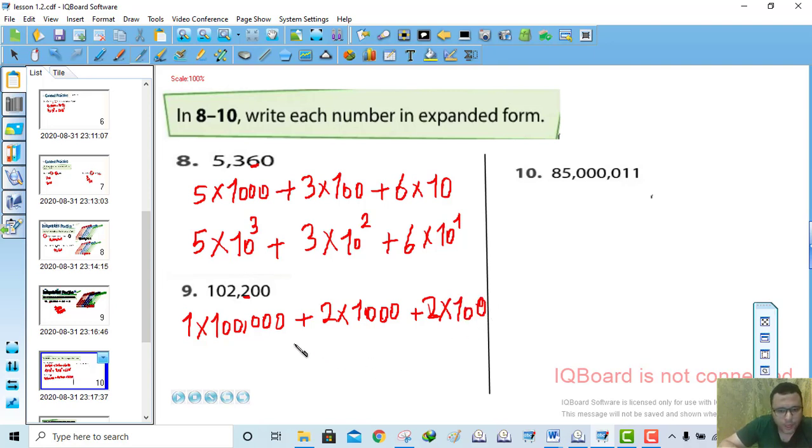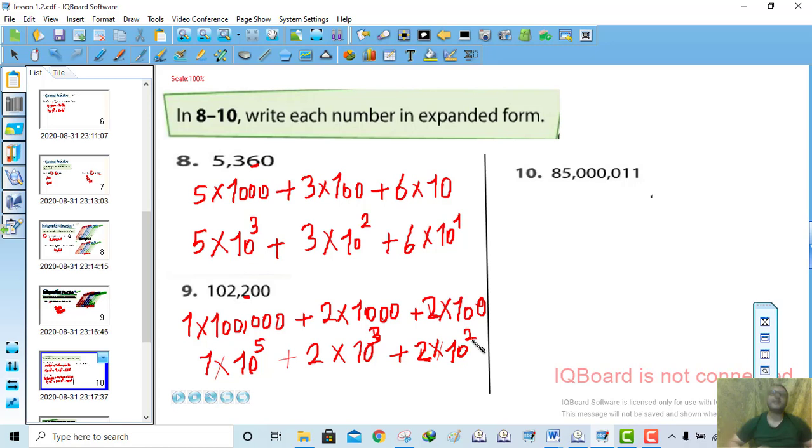Okay, so it can be written as 1 times 10 to the power of, here 5 zeros, so power of 5, plus 2 multiplied by 1000, meaning 10 to the power of 3, plus 2 multiplied by 10 to the power of 2, because it's 2 zeros.